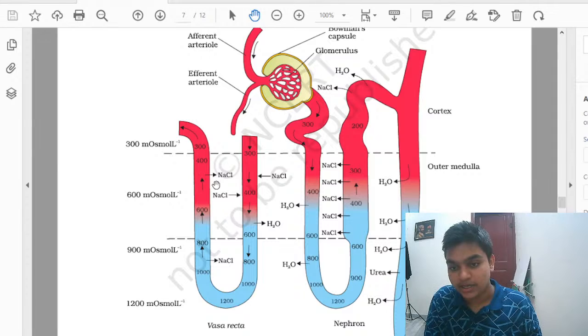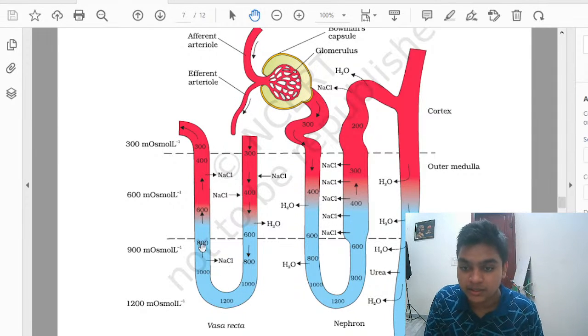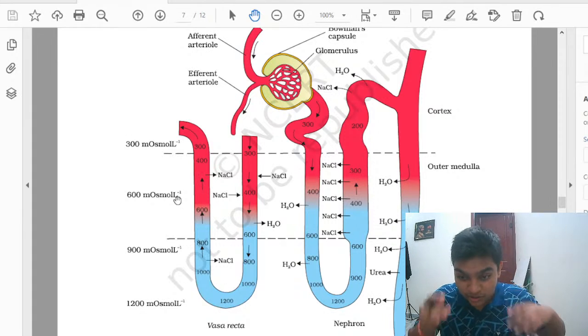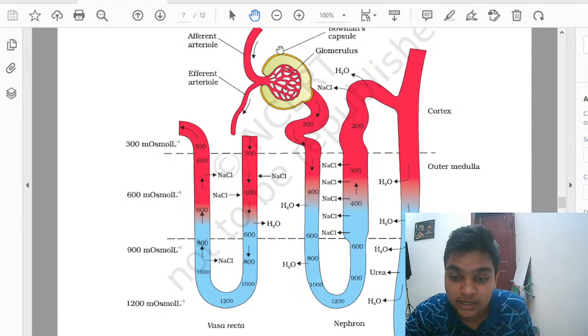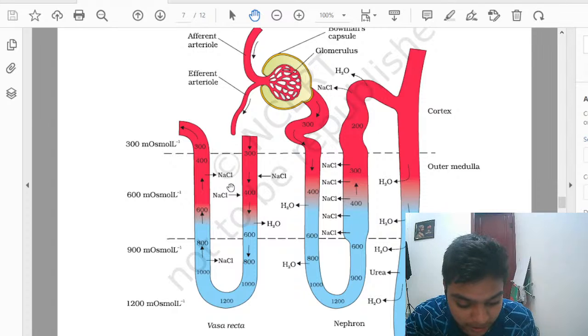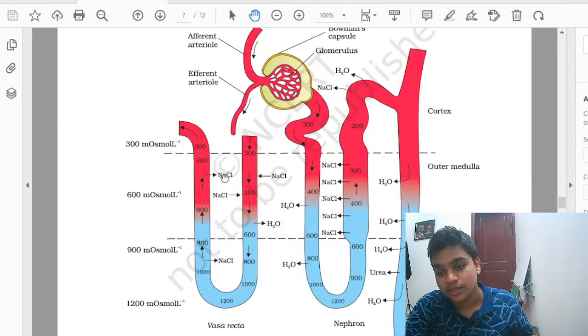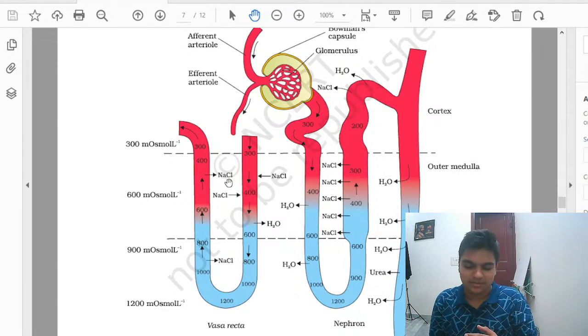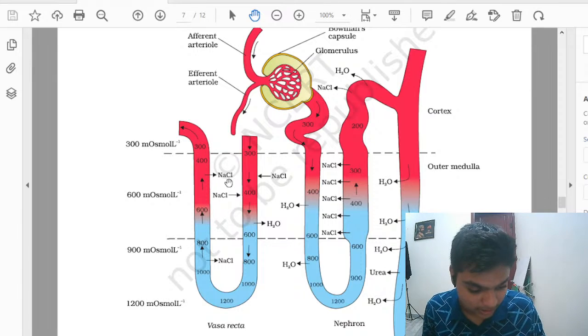See here, again it is reabsorbed, and this counter current pattern which is followed here, the NaCl is reabsorbed. When you only focus on vasa recta, the ascending limb is reabsorbing NaCl. I have got disturbed from the live chat.